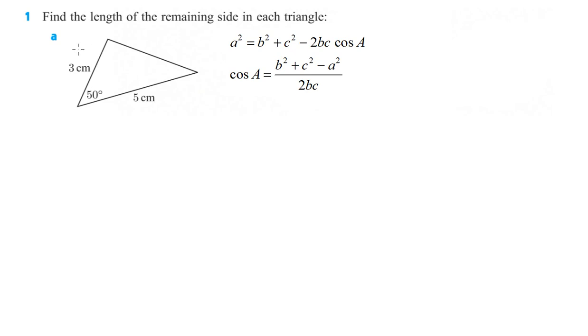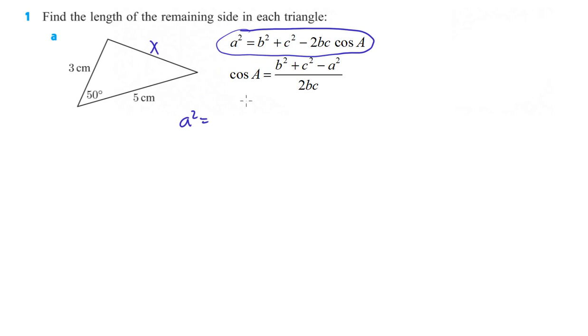First one to take a look at here is number 1. Find the length of the remaining side in each triangle. So we've got an angle and two sides. Whenever we're looking for a length here, we want to use this formula up here. Lowercase is for sides, uppercase is for angles. So we're going to want to use that.